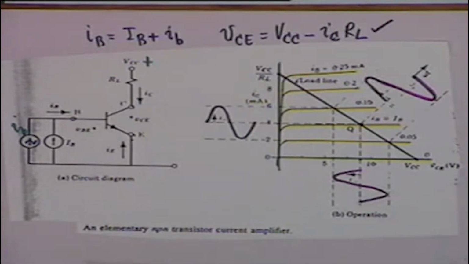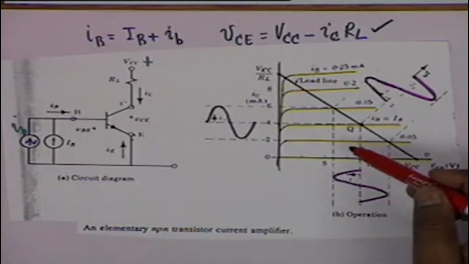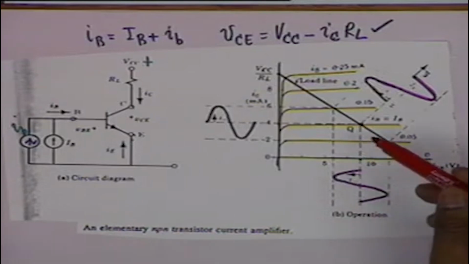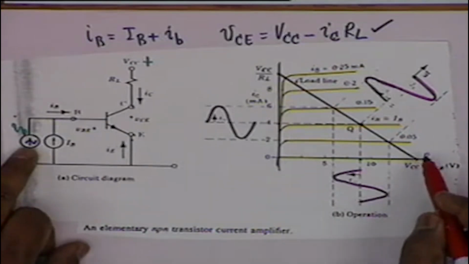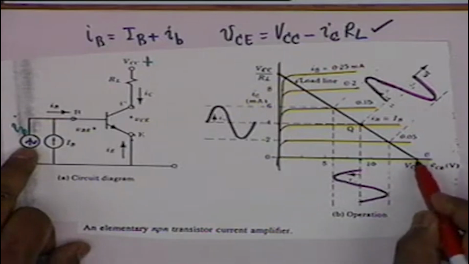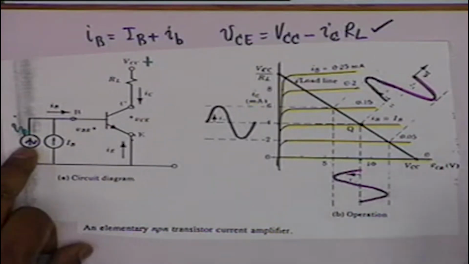This amplification, the faithfulness of this amplification, depends on where your Q point is. That is, in absence of the signal, where does the transistor reside? For example, if your Q point is here, that is, the quiescent collector current is 0, then the transistor will conduct only when small i sub B is positive. Isn't that right? In other words, the transistor will now behave like a rectifier.